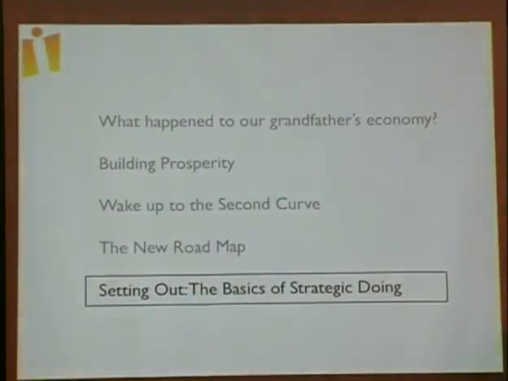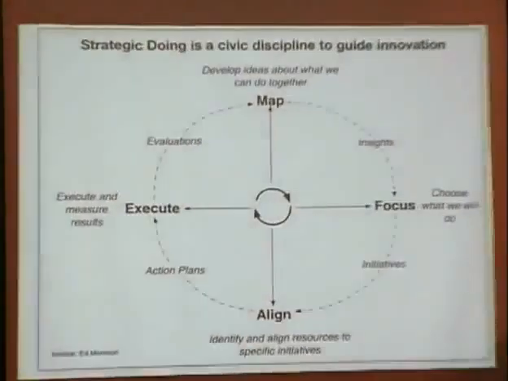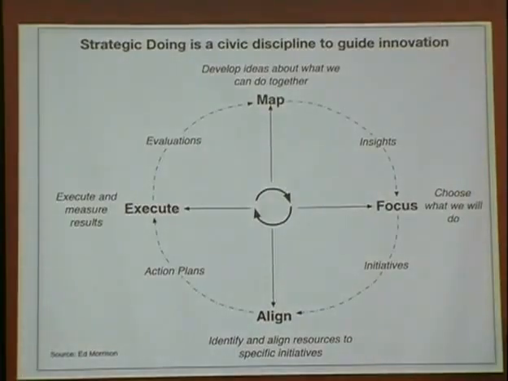So let's talk about the basics of starting out. What is that? Strategic doing. This is the civic discipline. It's a four-step process. The first step is to figure out what our assets are, what we could do together, how we could collaborate. The only reason I'm here is to figure out how I might collaborate with one, two, three, four of you, figure out how we might work together.